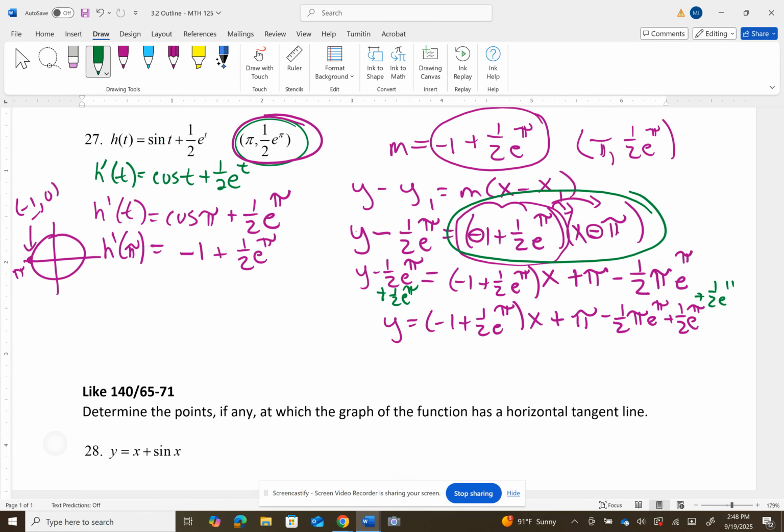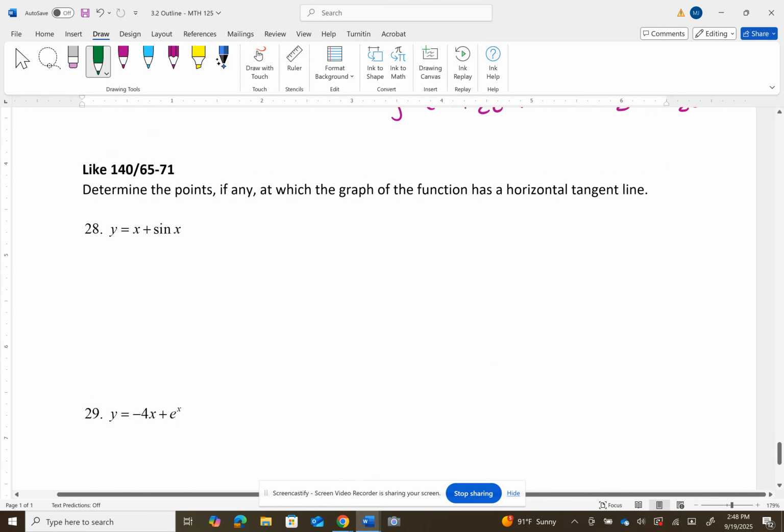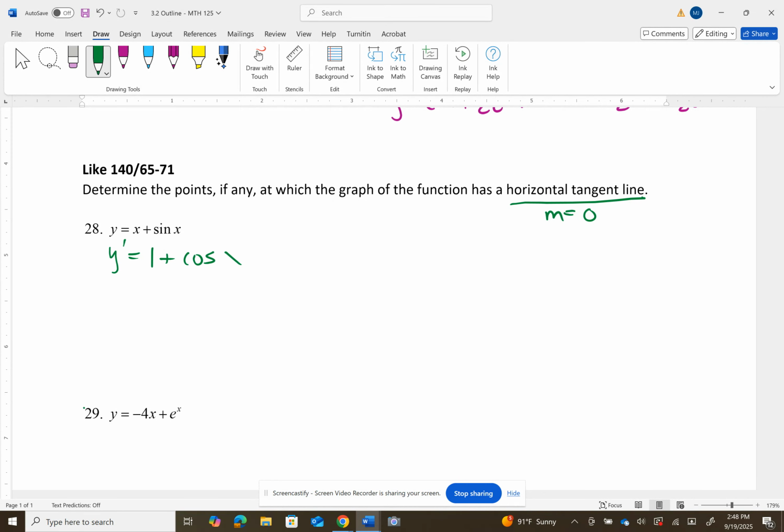All right, now our next question is getting the points where you might have a horizontal tangent line. Okay. All right, so when I see that, I think tangent line. The slope of a tangent line is the derivative, and if I want to know where the tangent line would be horizontal, I need the slope to be 0. So I need slope, which is why I'm going to do y prime, which would be 1 plus cosine x. I want to know where the slope equals 0. Okay, that's what I'm being asked to do.